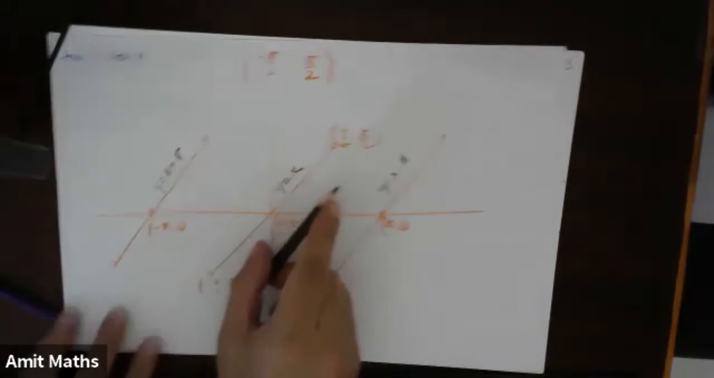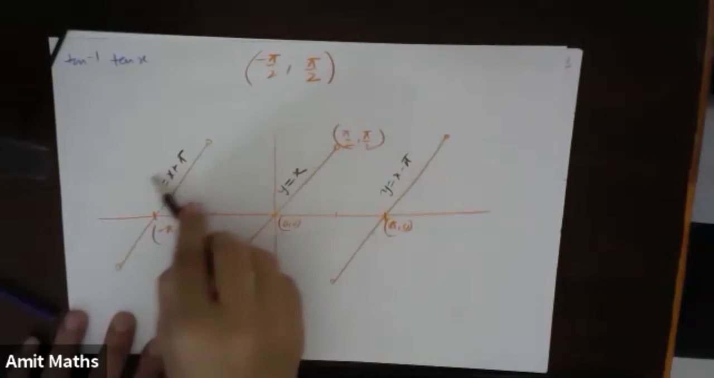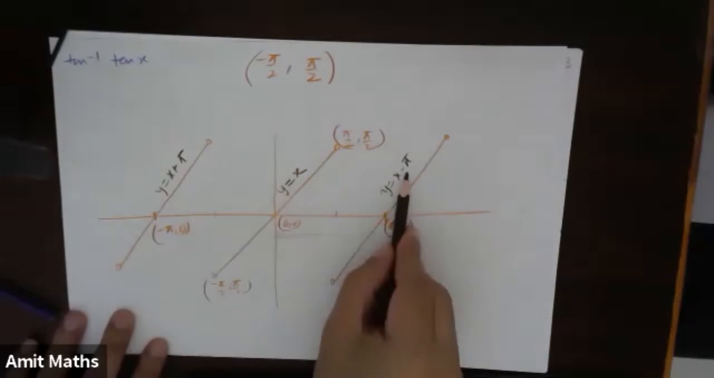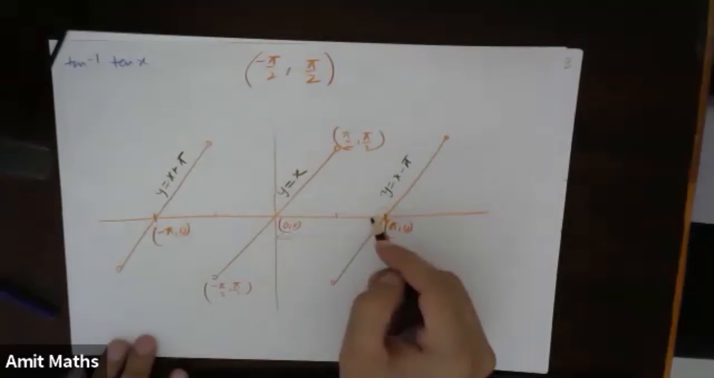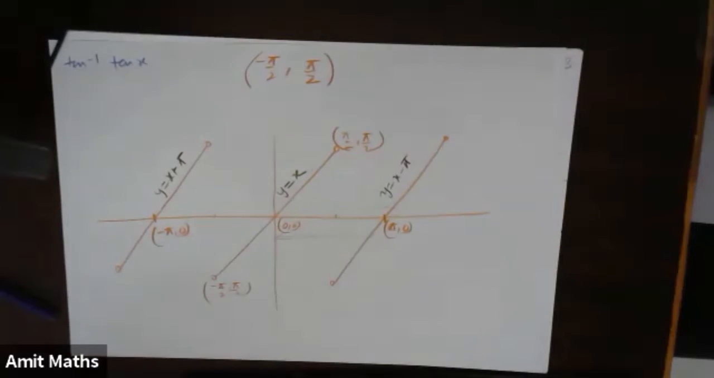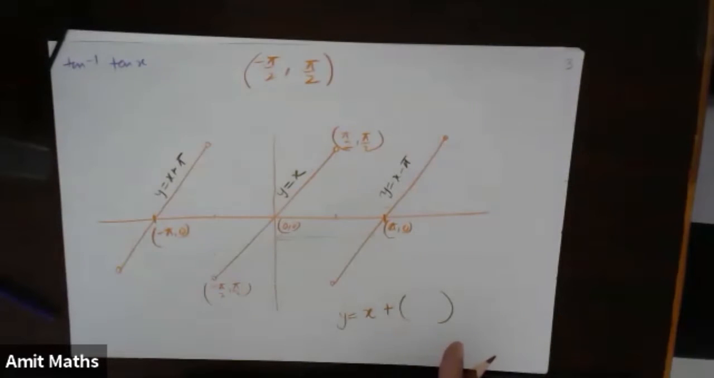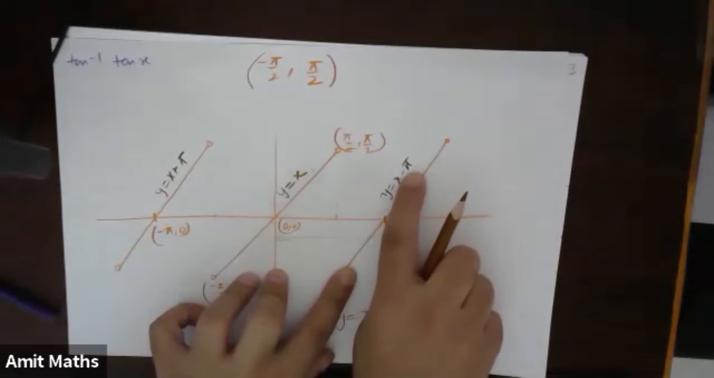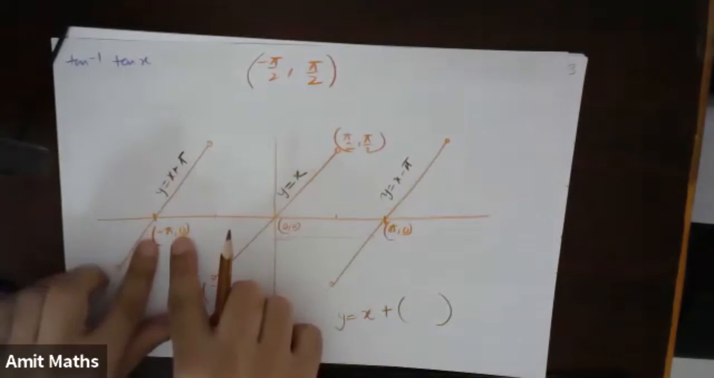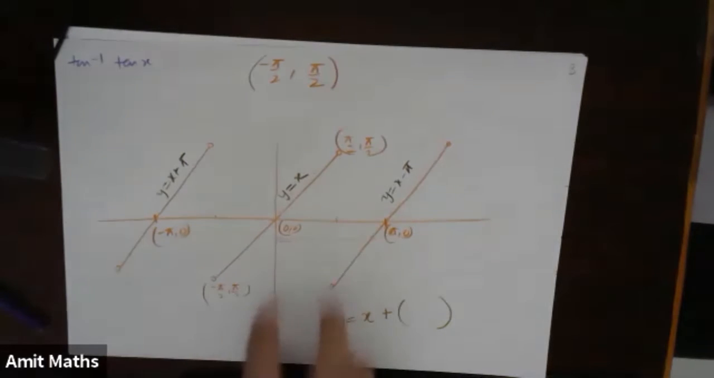See, the lines are all parallel, right? So the slope will be the same for every line. You just have to check what the x-intercept is. If the slope is the same, the line will be of the general form y is equal to x plus something. Now you just have to check the x-intercept. Here the x-intercept is pi, so I will simply add minus pi here. And here the x-intercept is minus pi, so I will simply add plus pi. Simple as that. Understood? Fine?